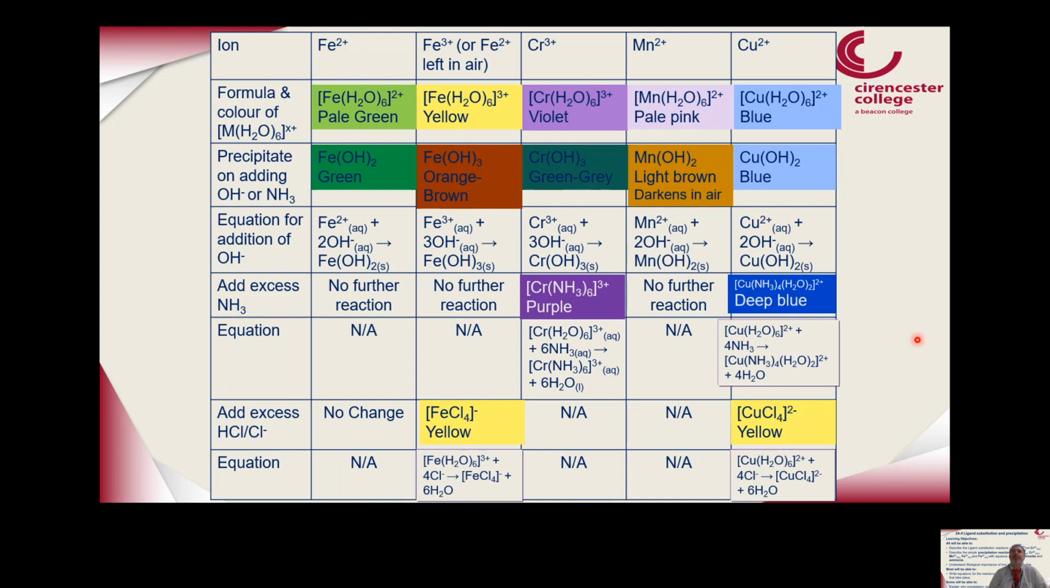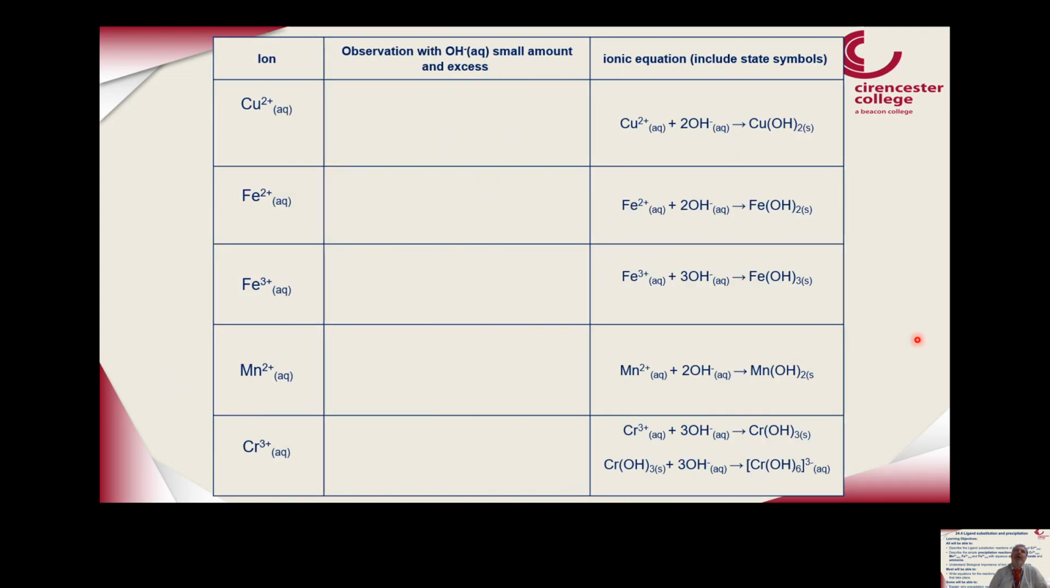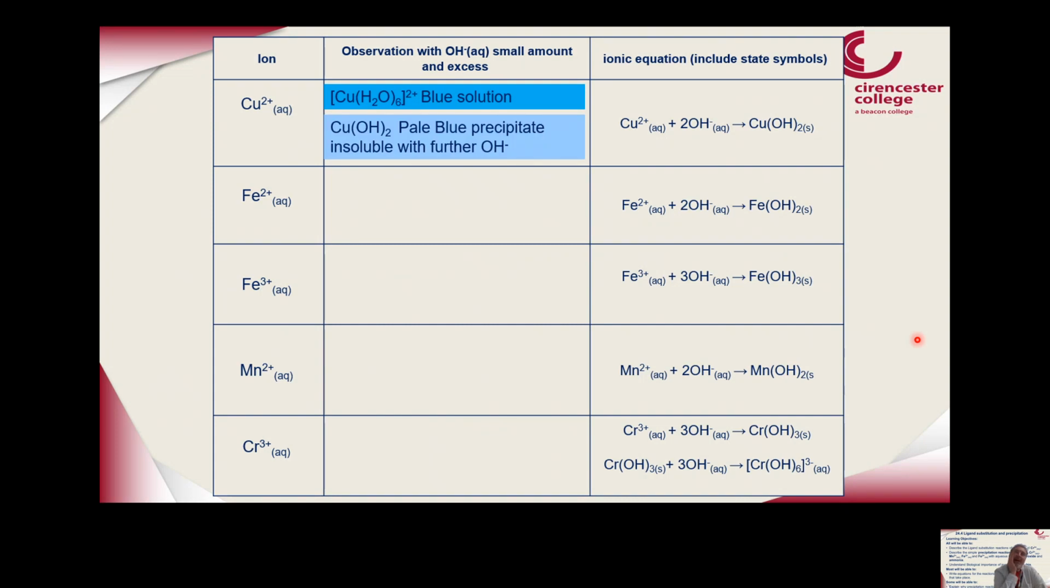And same with the copper, we get yellow color and we get that reaction happening. Okay, so it's going to be a good idea for you to write down the ionic equation. So observation with a small amount, okay. So what you're actually going to do is you're going to add the hydroxide, but you can add it slowly, dropwise. Actually, what happens is you get a pale blue precipitate, which then becomes insoluble with further OH minus.